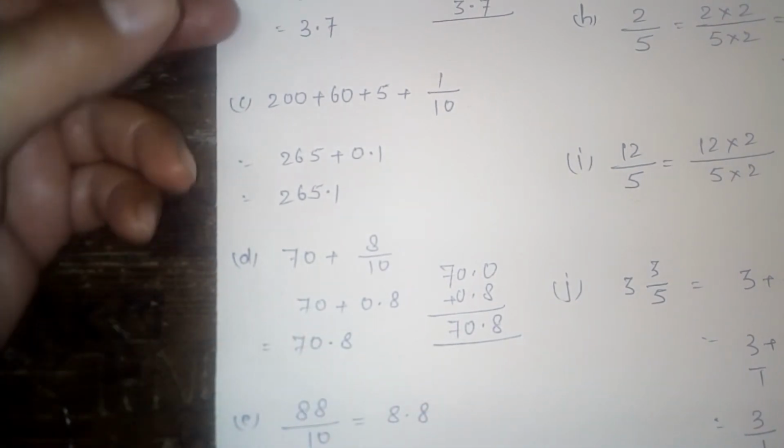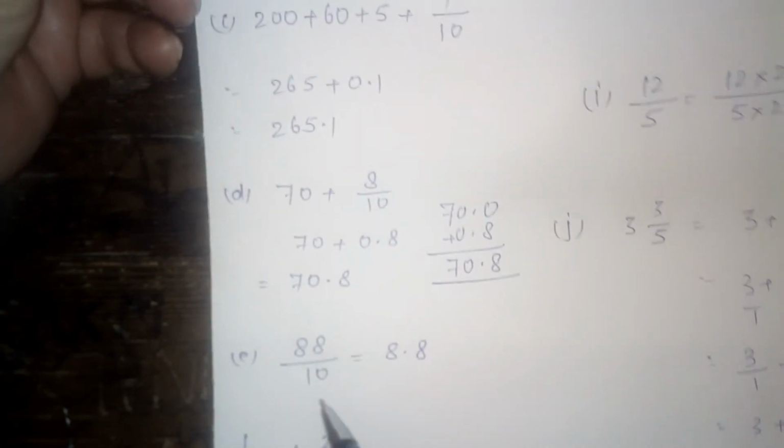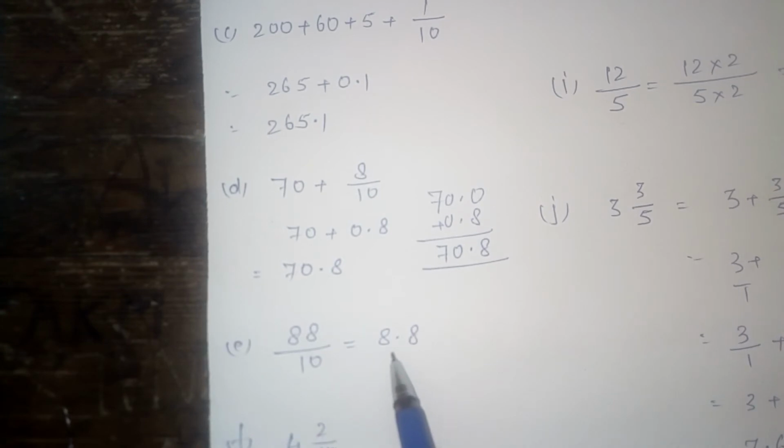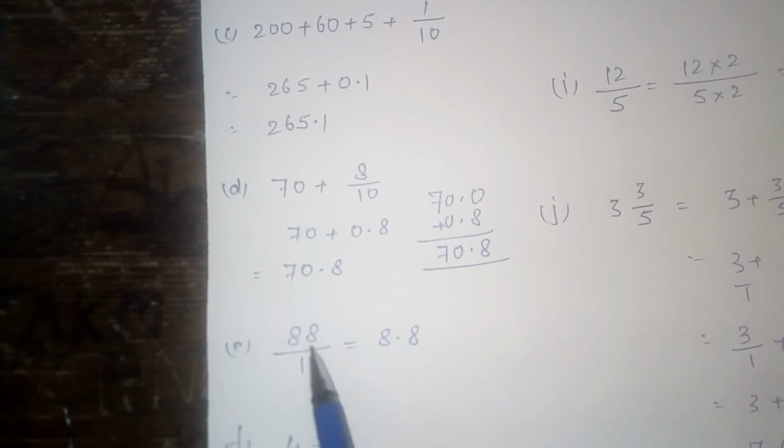Now question number E, 88 upon 10. It is a very easy question. In 10, the number of 0s is 1. So before one digit we will put the decimal point. It will give you 8.8. 8.8 is the required answer of the given question.